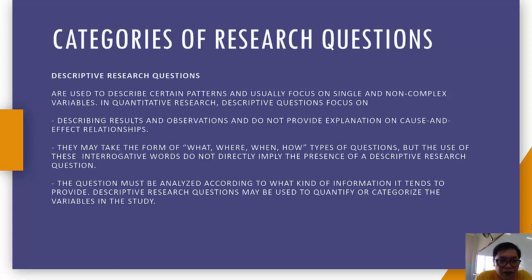Number two, they may take the form of what, where, when, how types of question, but the use of these interrogative words does not directly imply the presence of a descriptive research question. So what, where, when, and how, that is also a question. The question must be analyzed according to what kind of information it tends to provide. A descriptive research question may be used to quantify or categorize the variables in the study.